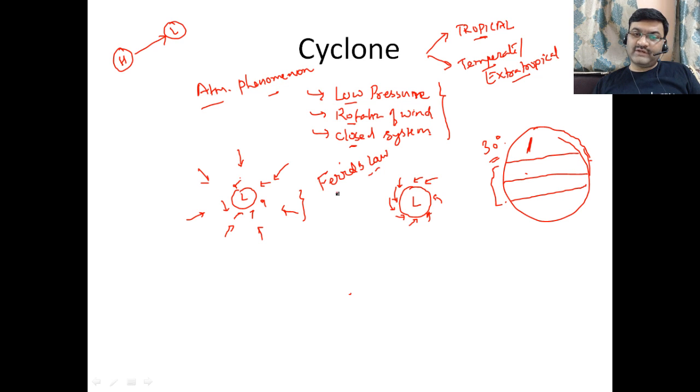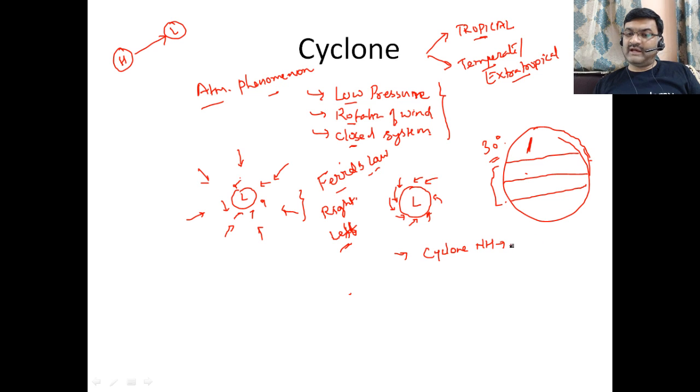There is a Ferrel's law for this. What it says is that deflection of the wind will be to the right hand side in the northern hemisphere and to the left hand side in the southern hemisphere. Based on this, the cyclone, if it occurs in the northern hemisphere, will have anti-clockwise rotation of the wind, and if the cyclone is occurring below the equator, in the southern hemisphere, it will have a clockwise rotation of the wind. Okay.